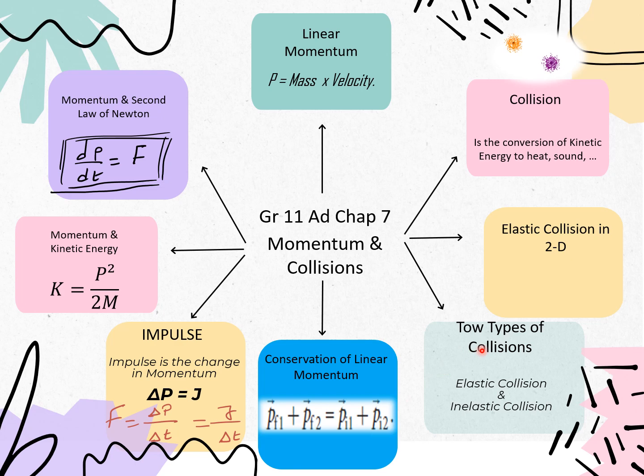We continue to the two types of collision. As you know, we have the elastic collision and the inelastic collision. In elastic collision, the two systems or the two bodies hit each other and each one of them goes in a different direction. In inelastic collision, these two bodies, when they hit each other, they continue as one system. So they stick together after the collision. Also, the collision could be taking place in two dimensions.